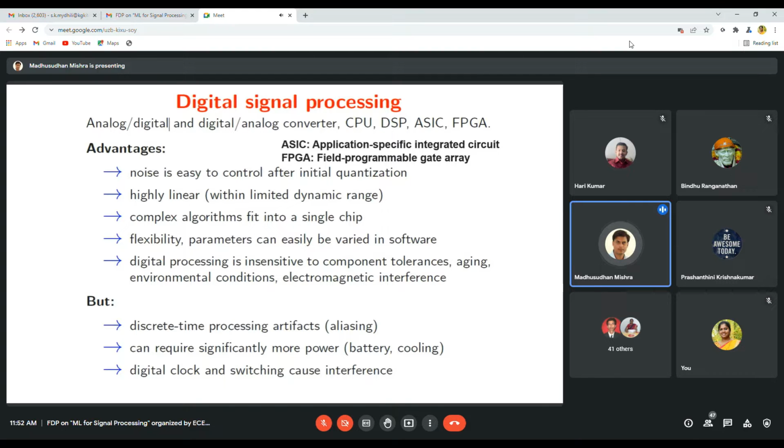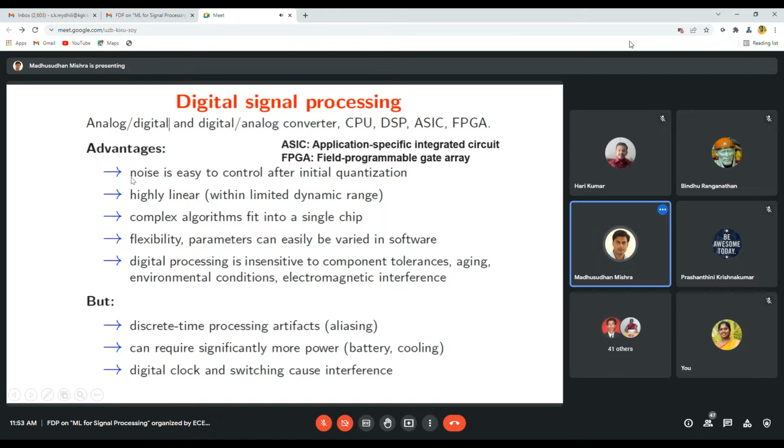So we say that digital signal processing mainly consists of three main blocks. These are the analog to digital converter, then a digital processor, followed by again a digital to analog converter. And there are many advantages of digital signal processing over analog signal processing. For example, certain advantages are listed in this slide.